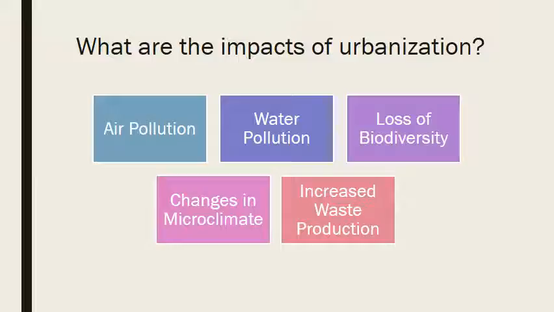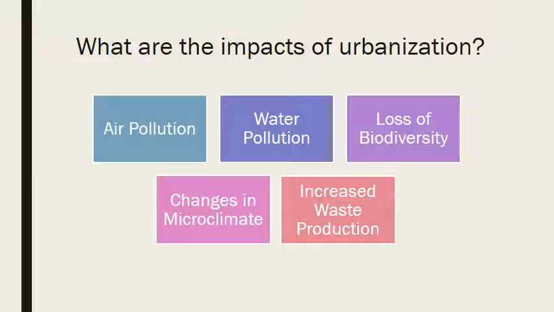We also have loss of biodiversity. Because we are urbanizing, we are spreading out, particularly when we have areas of urban sprawl, we are losing valuable ecosystem land for the purpose of development. We have increased waste production, so we have more solid waste, more liquid waste, more problems with sewers. And lastly, we have changes in what are called microclimates.